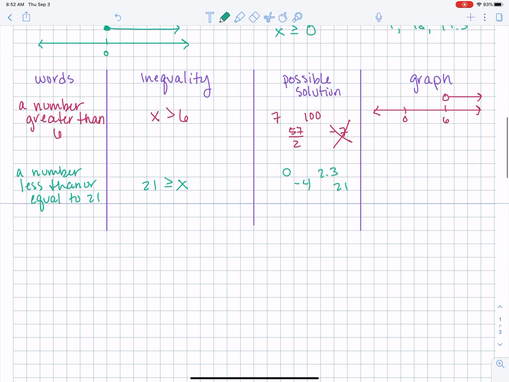And let's just graph this guy to finish out our columns here. So here's 0, here is 21. Always start with an open or closed circle. It's closed because it has that equal sign under it. And then we're going to go numbers less than 21, going all the way that way.